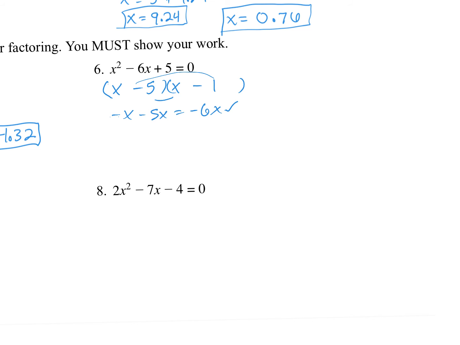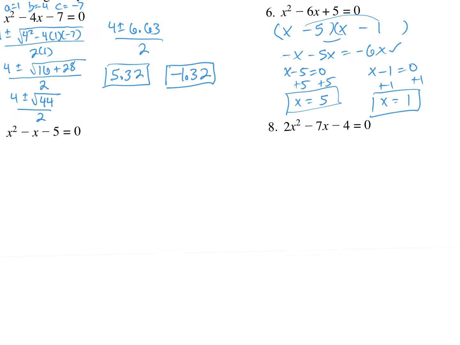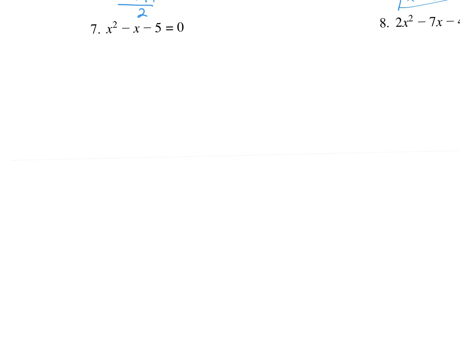That's factored. So if I set them equal to 0, add 5 to both sides, x equals 5. Set the other equal to 0, add 1 to both sides, x equals 1. So there you go, two answers using factoring. I'm going to check this next one. Can I factor it? I'd rather factor than use the quadratic, that's just a personal thing. 5 times 1 is 5. If the difference is 4, I can't factor this.